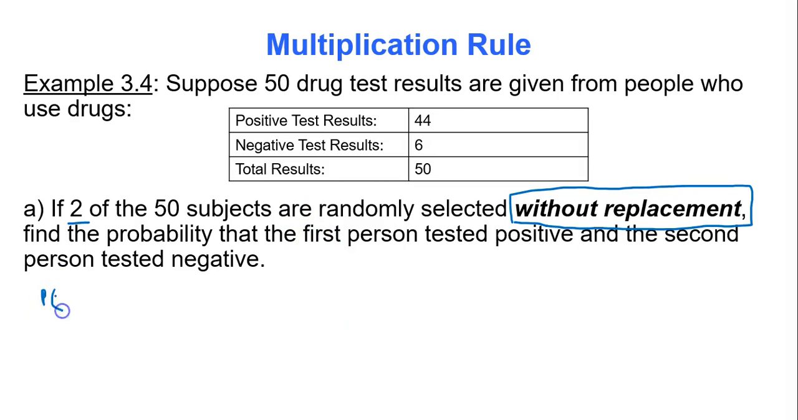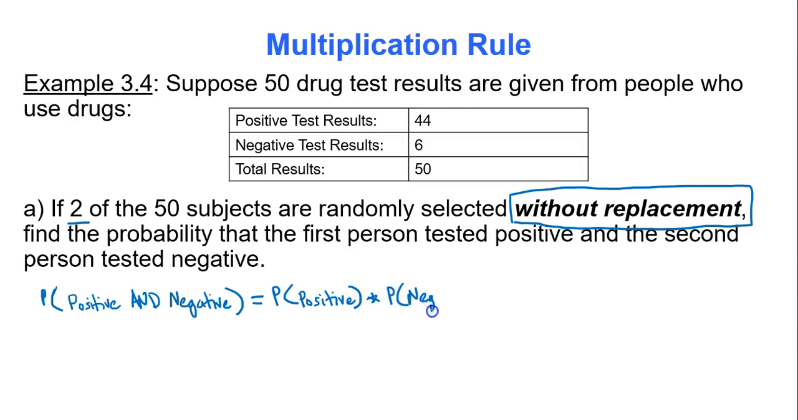So the probability that I'm going to calculate is the probability that my first test result is positive and my second test result is negative. So the probability that the first is positive and then the second test result that I pull is negative. So literally what I have to do is I have to calculate the probability of a test result being positive and I'm going to multiply that by the probability that a test result will be negative.